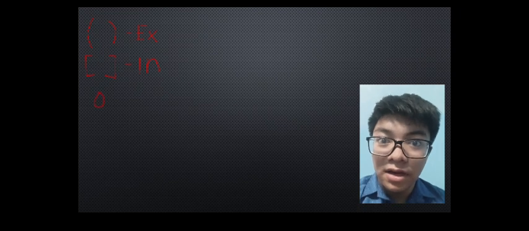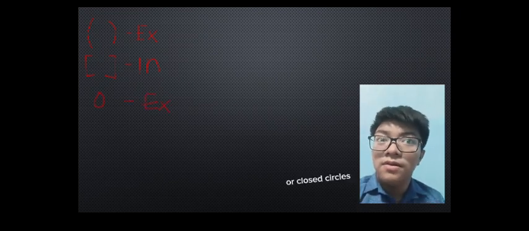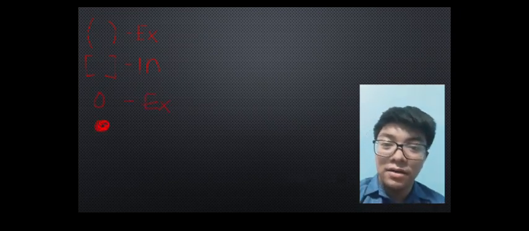But before we start, let's go over some important symbols we'll use on our number line. Open or closed parentheses means excluded, and brackets means included. Open circles are excluded, while those filled circles are included. Easy rule to remember, right?